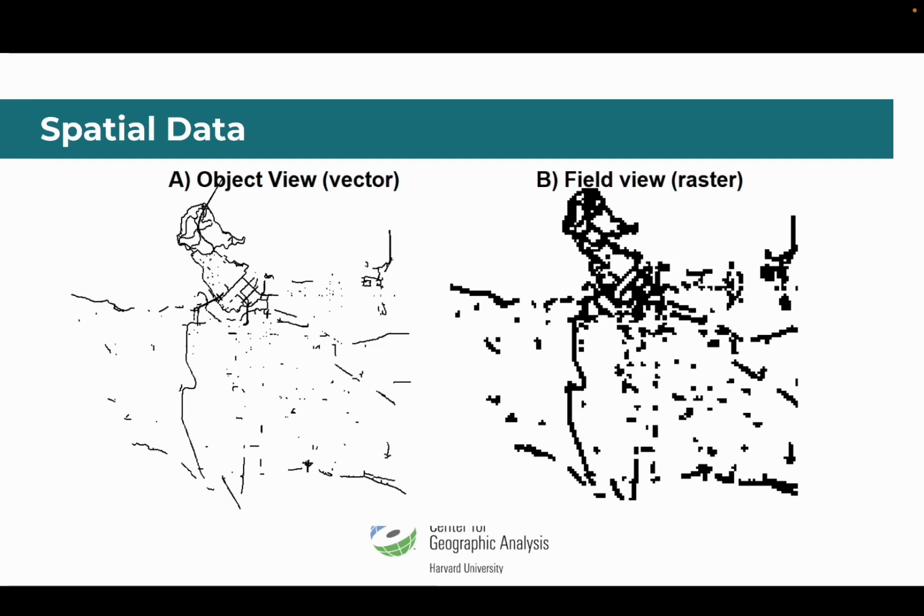This graph shows how vector data and the raster data represent the same entity. The left side is vector data. It represents an object view of the world, while the right side is raster data. It represents a field view of the world.